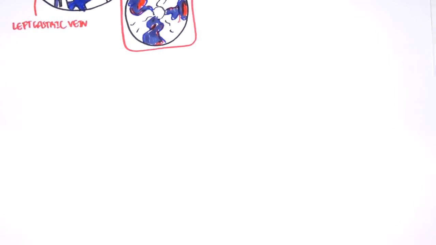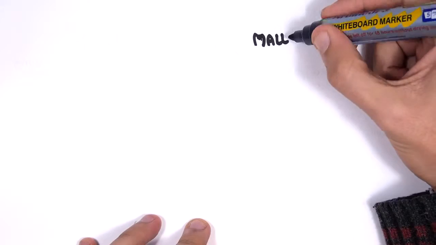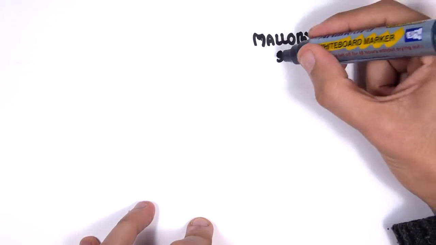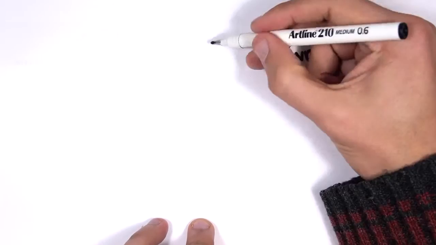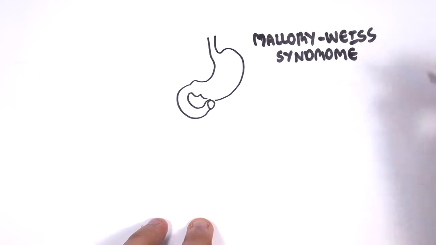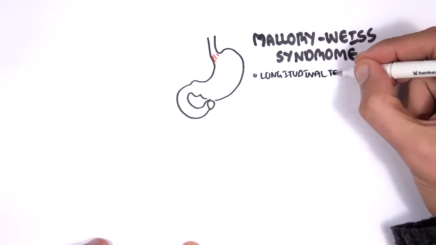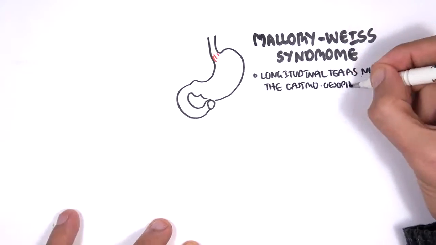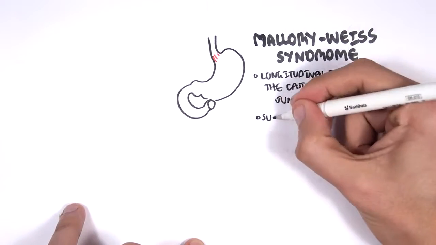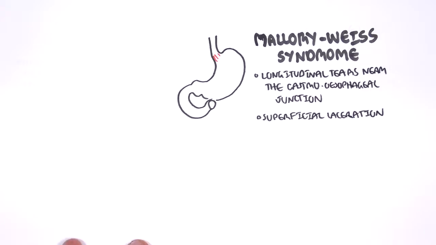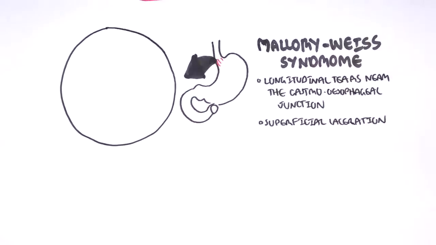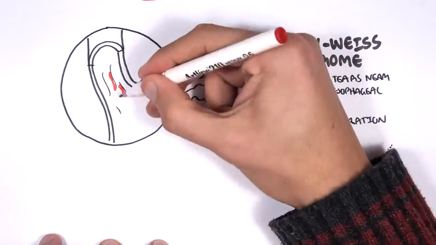The next condition we're going to talk about is Mallory-Weiss syndrome. Mallory-Weiss syndrome has to do with the connection between the esophagus and the stomach. And essentially, it's where we have a tear. So in Mallory-Weiss syndrome, we have longitudinal tears near the cardioesophageal junction. These are superficial lacerations. So if we were to zoom in on the area, these are the Mallory-Weiss tears.